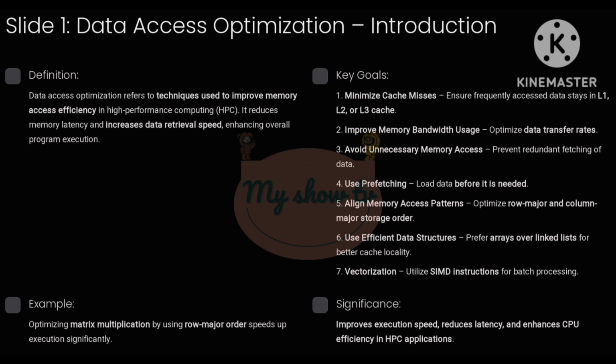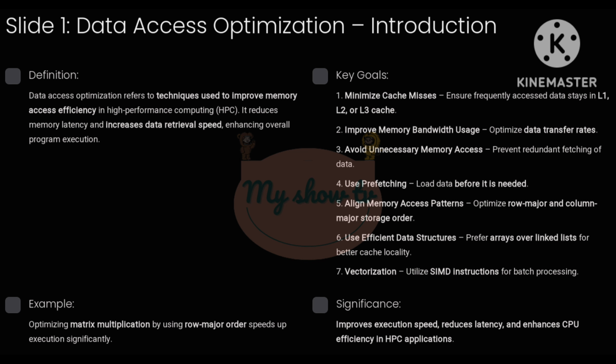Key points explained. 1. Minimizing cache misses. Caches L1, L2, L3 store frequently accessed data. If data is not found in the cache, the system must access main memory, RAM, which is 100x slower. By organizing data properly and optimizing access patterns, we can ensure maximum cache utilization. 2. Improving memory bandwidth usage.